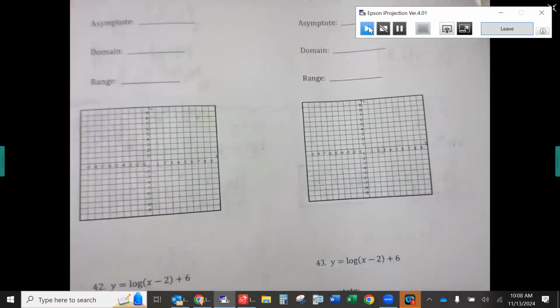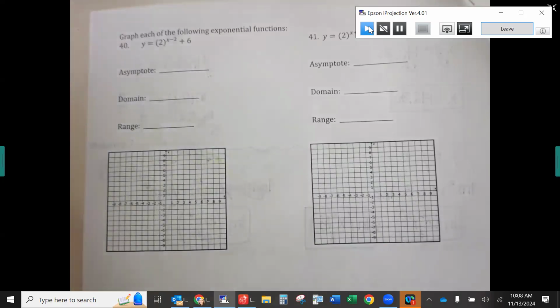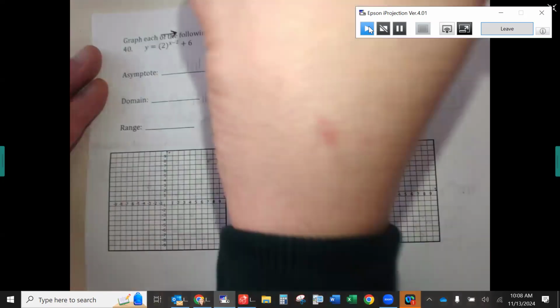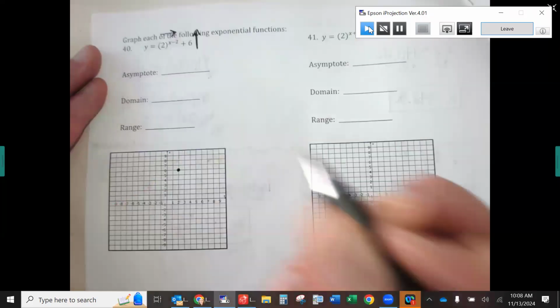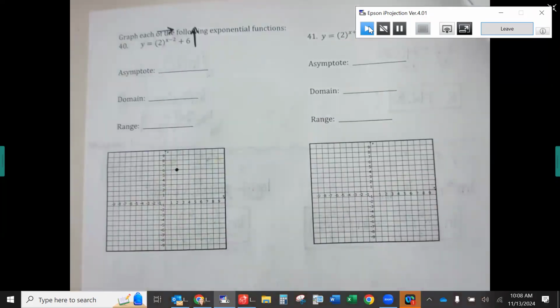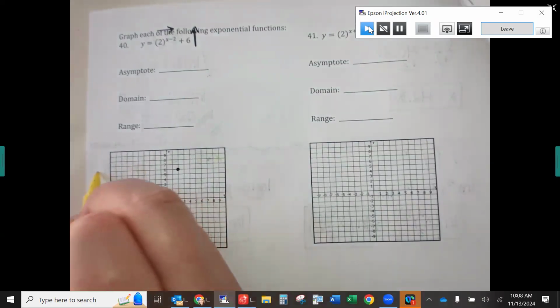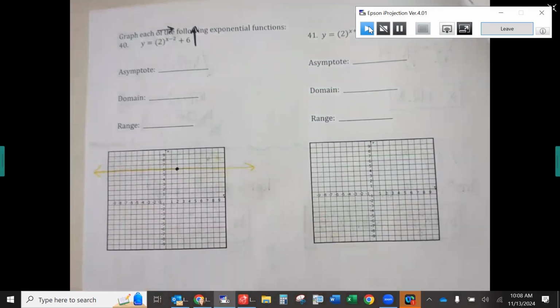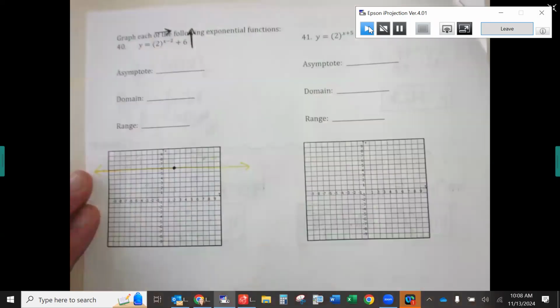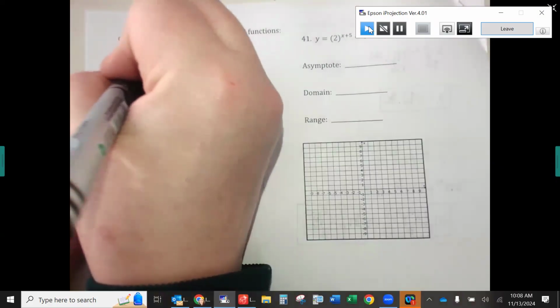I have a -2 with my x. Which way are we going to shift it? Left, right, up, or down? -2 means to the right 2. What about the +6? Up 6. So go to the right 2, up 6. That is the place where you're going to put your horizontal asymptote. So remember that exponential growth graphs have a horizontal asymptote. The equation for that line, or in this case, HA, horizontal asymptote, is y equals 6.